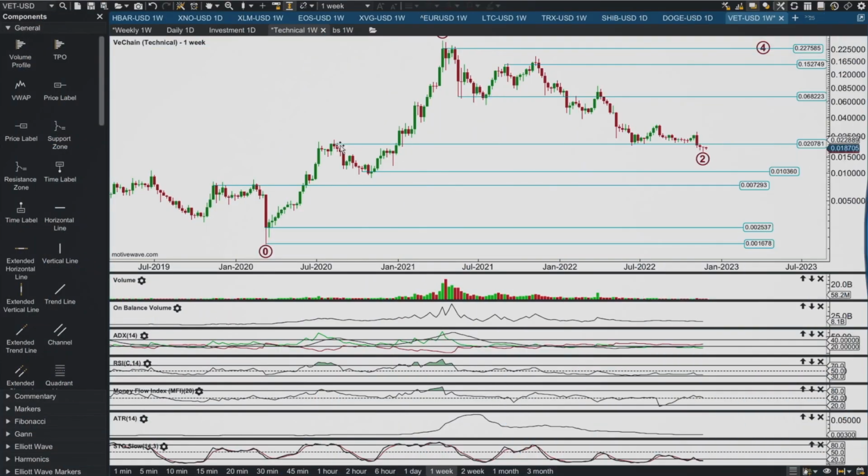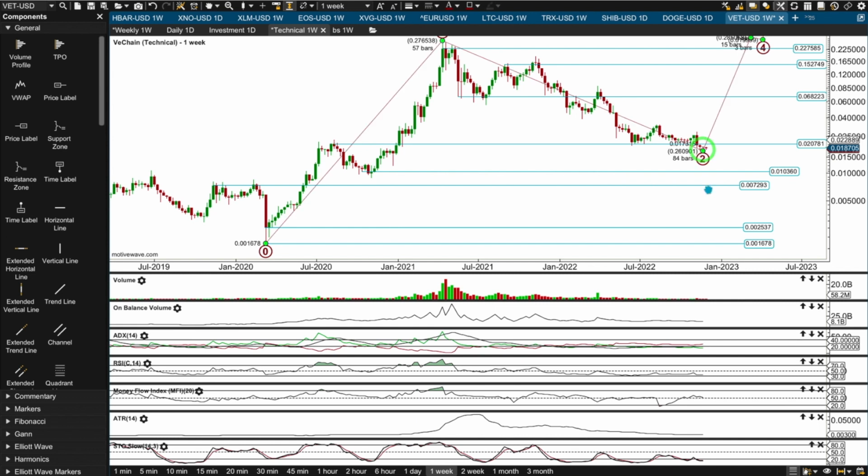So there was previous support which was 0.020781, and that's been broken through at the weekly chart level, and now the last completed week is a dragonfly doji. This is a bullish candlestick reversal pattern. I'm going to put that down there.